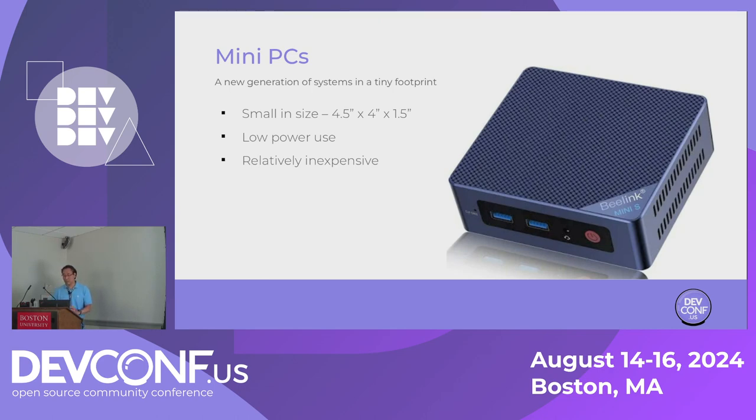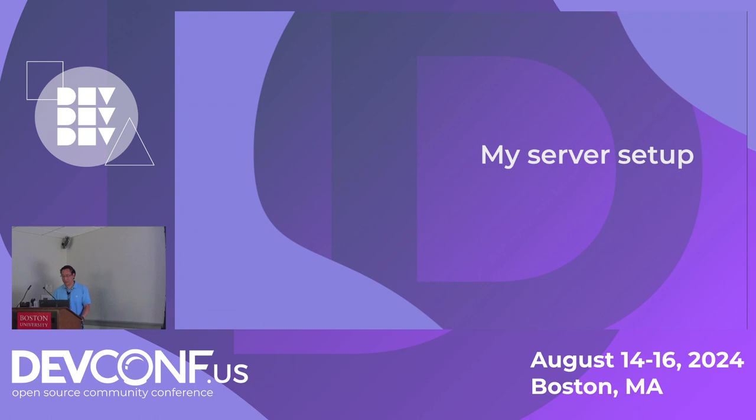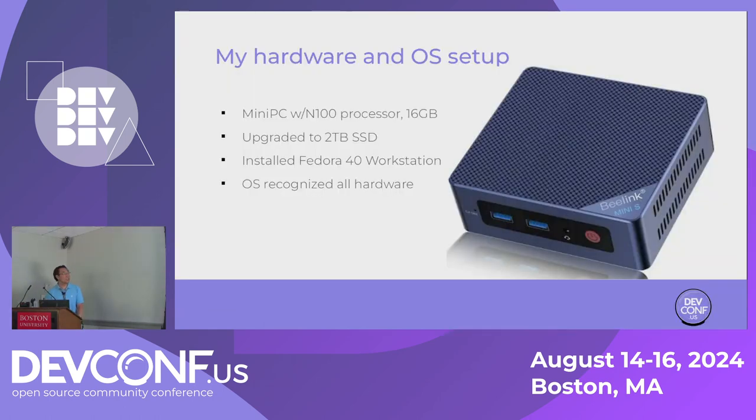So what did I pick for a server setup? So I chose the mini PC. So this is a picture of it. It's a N100 processor with 16 gigs of RAM. And I upgraded the storage to 2 terabytes. So there's an SSD that was about $120 US. And then installed Fedora 40 workstation.